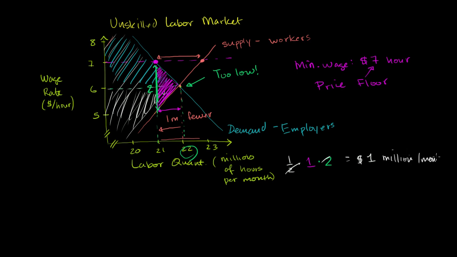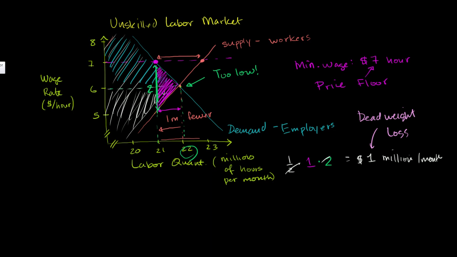per month of surplus, of total benefit that is lost to this market because of this regulation, if you assume all of the things in this model. So just like we talked about in the last video, we have a $1 million per month deadweight loss. Now, not everyone loses here.